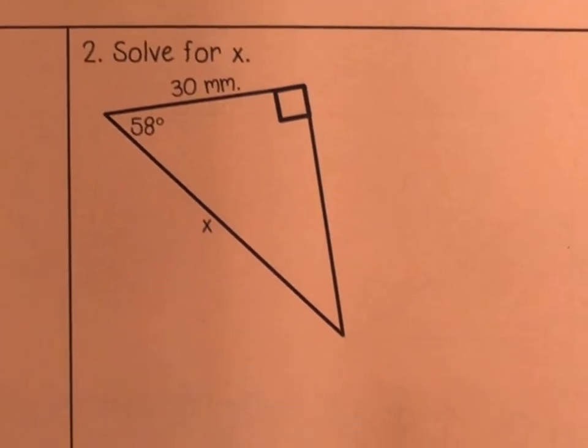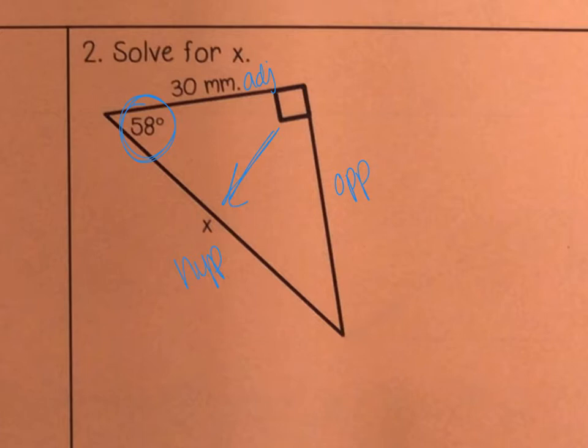Regular sine. All right, so let's look at number 2. First things first, I need to do what? Label. So I circle my reference angle so I know where we're looking at. Very good. The hypotenuse is my x. The adjacent is 30 because adjacent means next to, like beside, because it's next to that angle that we circled. And so that one's my opposite.